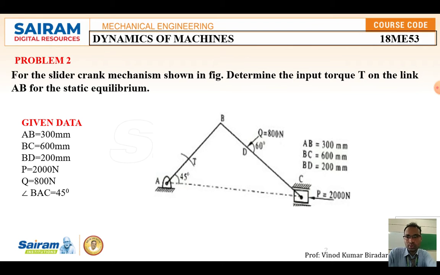Write down the given data here. AB is equal to 300 mm, BC is equal to 600, BD is equal to 200. P is the external force acting on the piston element, that is 2000 Newton, and Q is equal to 800 Newton between the links B and C. The angle BAC is given as 45 degrees, that is the crank angle.